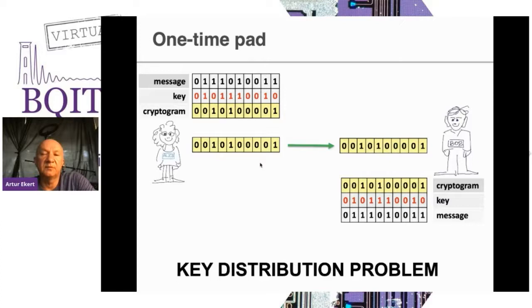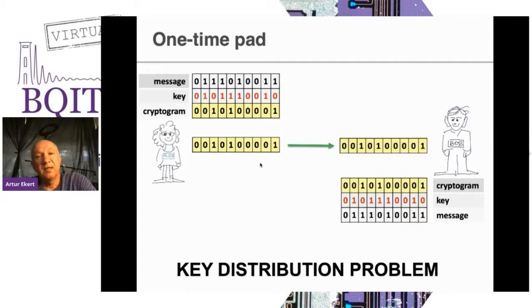Bob receives the cryptogram, and then Bob picks up the key, which is identical to the one that Alice used, and Bob performs exactly the same operation. So what he does is addition modulo two, or binary addition. So he adds the cryptogram to the key, and here comes the message that Alice sent. That works because Bob has exactly the same random key as Alice.